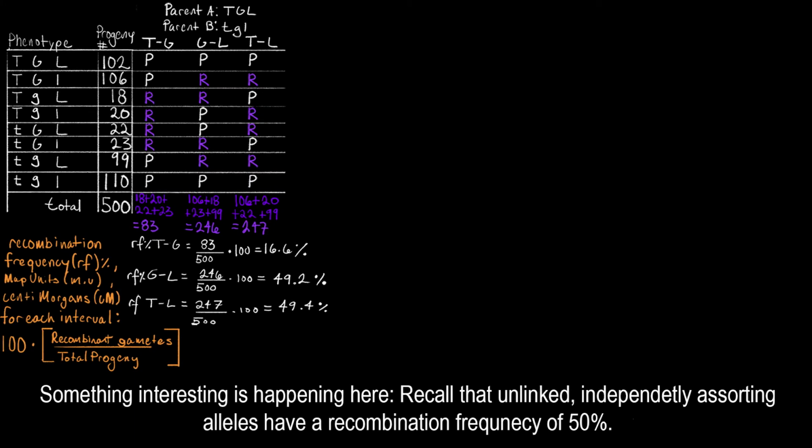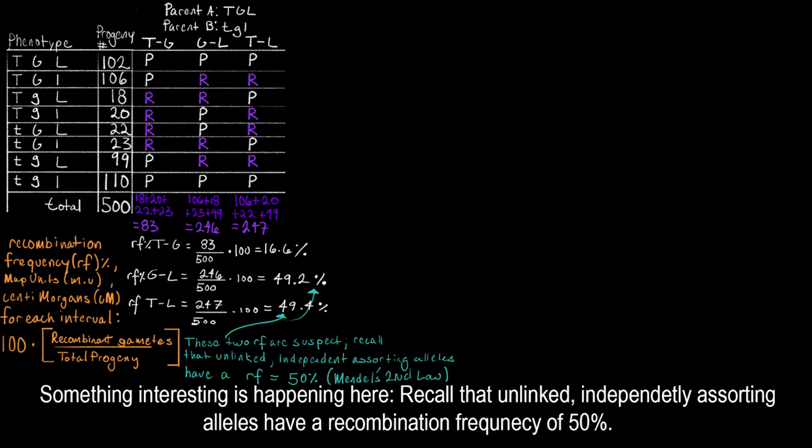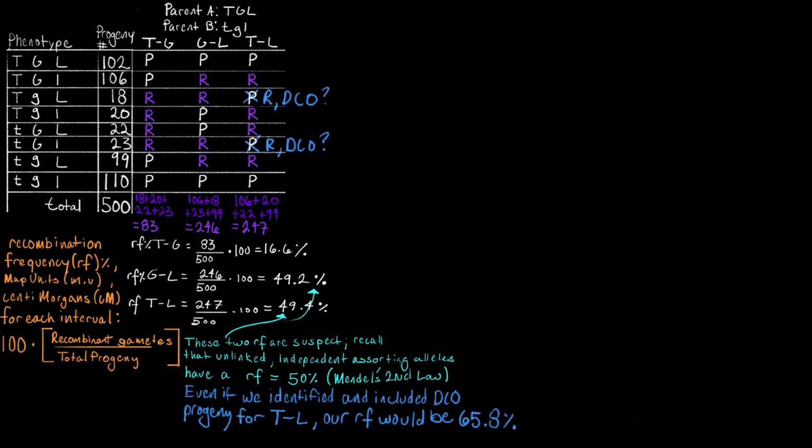Something interesting is happening here. Recall that unlinked, independently assorting alleles have a recombination frequency of 50%. These 2 recombination frequencies are suspect. Recall that unlinked, independently assorting alleles have a recombination frequency close to 50%. This relates to Mendel's second law of independent assortment. Even if we identified and included double crossover progeny for T through L, our recombination frequency would be 65.8%.